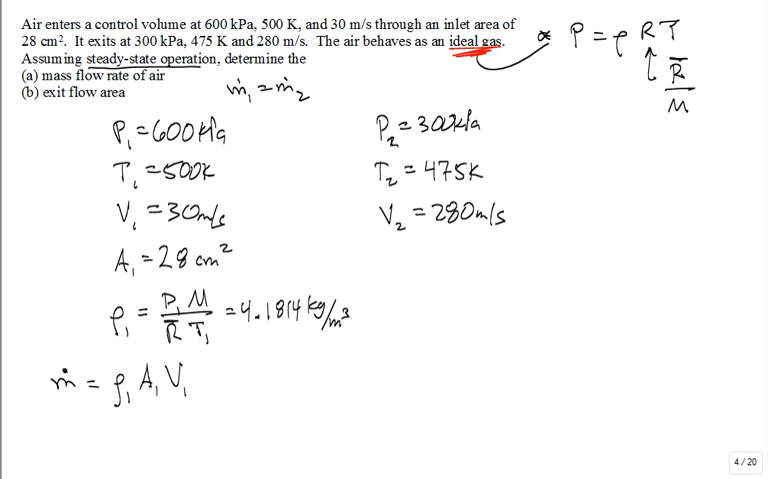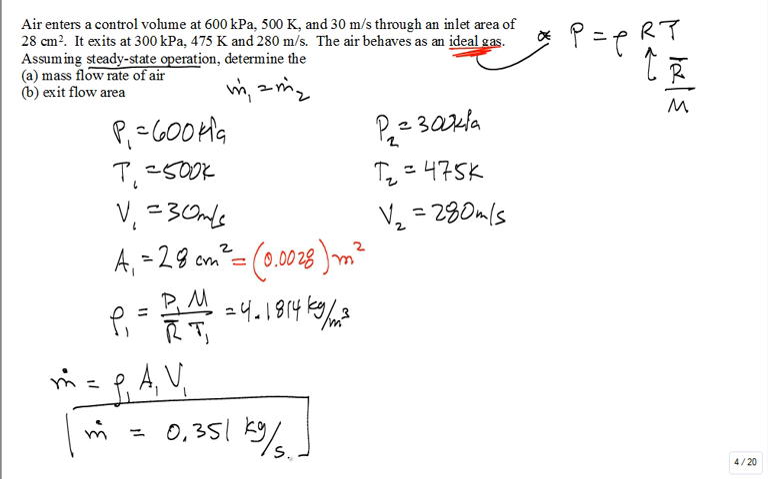And the only other thing to be cautious of is I'd like this in meters squared. So 28 centimeters squared, how much is that in meters squared? It's 0.0028. True? Make sure we don't miss that simple conversion. And when you put in the numbers, you'll calculate that the mass flow rate is 0.351 kilograms of air per second passing in and then out of the control volume.